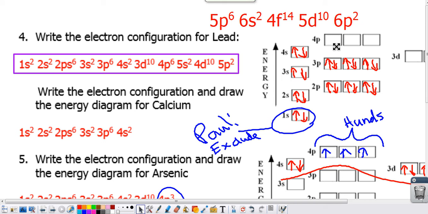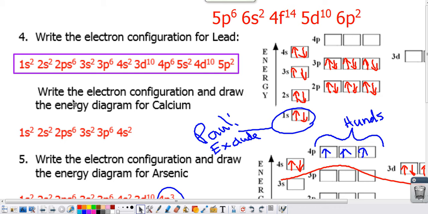For the next question, write the electron configuration and draw the energy diagram for calcium. Calcium ends at 4s2. 2, 2 is 4, and 6 is 10, and 2 is 12, and 6 is 18, and 2 is 20. That corresponds to calcium, and that matches up with our Aufbau order.